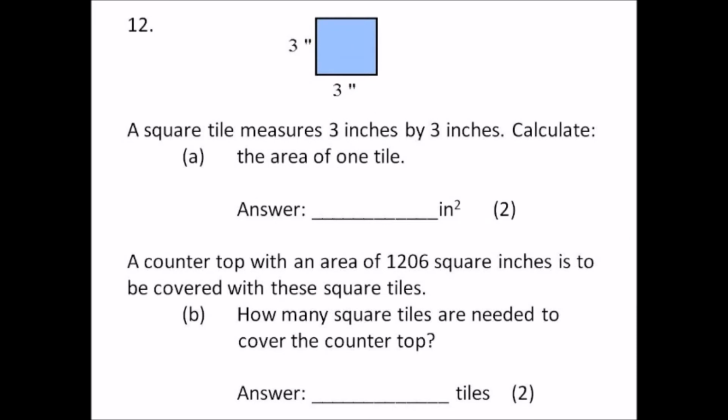A square tile measures 3 inches by 3 inches. A, calculate the area of 1 tile. Yeah, I'm sure you got that. Do that, and then a countertop with an area of 1,206 square inches is to be covered with these square tiles. B, how many square tiles are needed to cover the countertop? So the countertop has an area of 1,206 square inches, and you want to see how many square tiles you need to cover that area. You calculated above the area of the square tile. So go ahead, do your calculations, work it out, and see what you get.